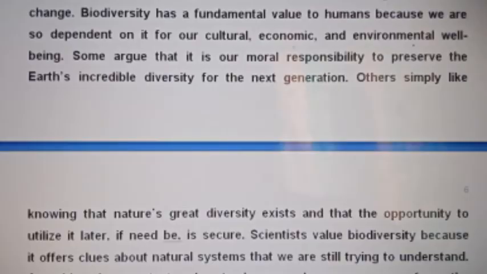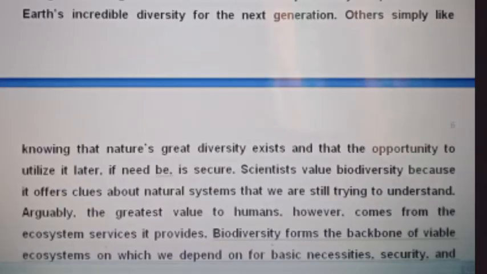Biodiversity has a fundamental value to humans because we are so dependent on it for our cultural, economic, and environmental well-being. Some argue that it is our moral responsibility to preserve the Earth's incredible diversity for the next generation. Others simply like knowing that nature's great diversity exists, and that the opportunity to utilize it later if need be is secure.